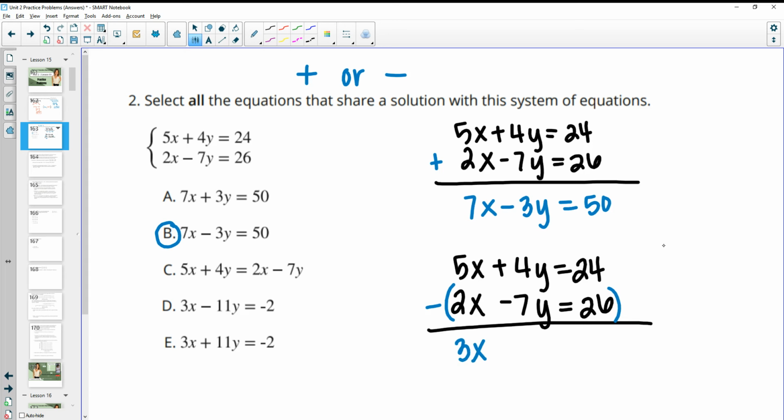4 minus a negative 7. So I'm just going to write that off to the side so you can see what's happening. But 4 minus negative 7 is really plus. Minus a minus turns to a plus. So we get 11y here. And then 24 minus 26 is negative 2. So when we subtract the equations that way, we end up with letter E.